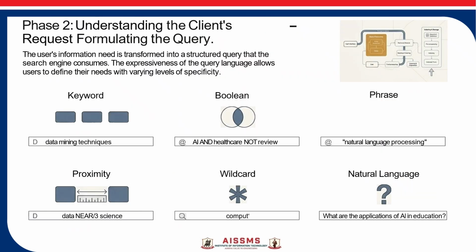Next phase is formulating the query. When you are ready to search, the system consumes your query through various formats. You might use simple keywords, Boolean logic, specific phrases in quotes, or even wildcards. Many modern systems now support natural language questions, allowing you to ask what are the applications of AI in education.